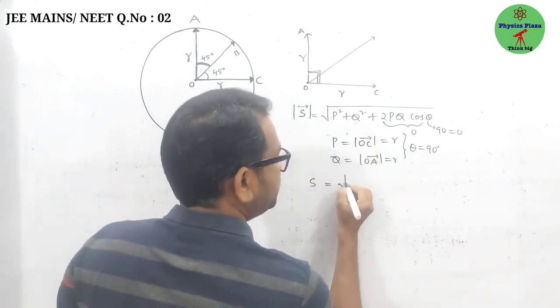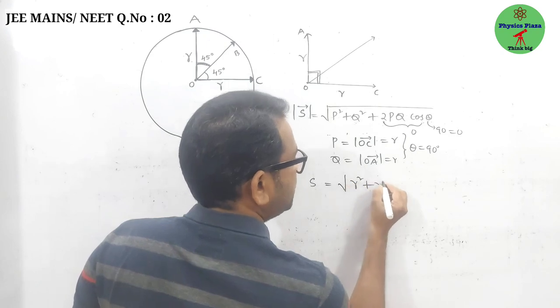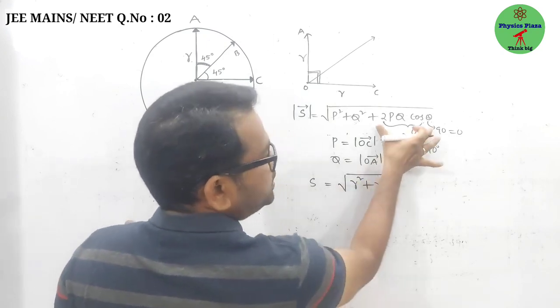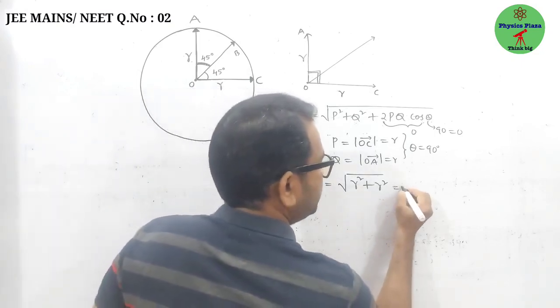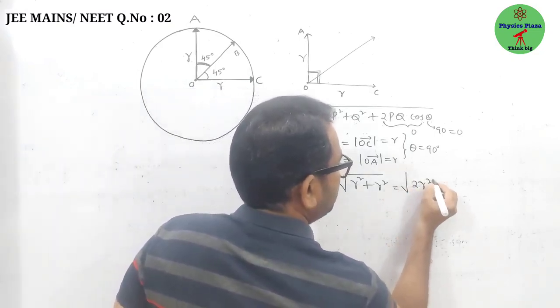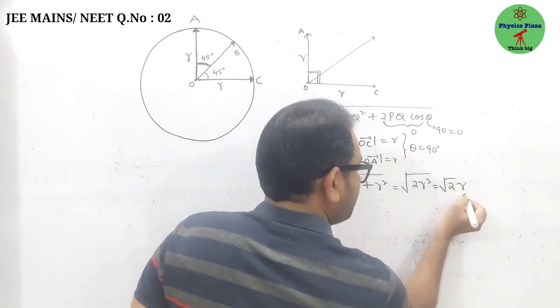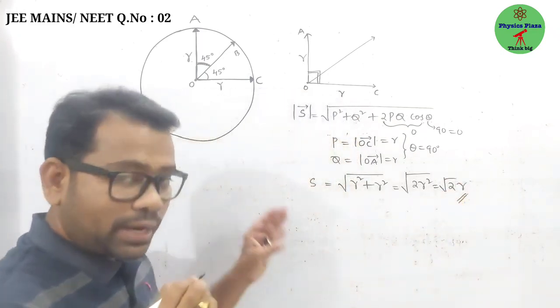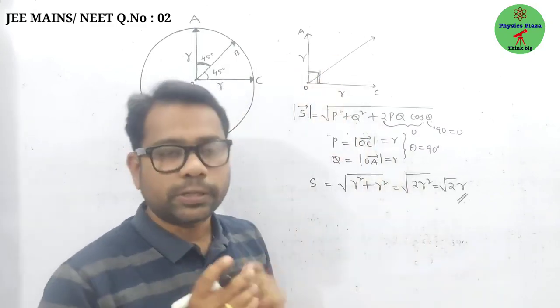So in the place of p and q, it is R square plus R square. This entire term will be 0 because theta is 90 degrees and cos 90 is 0. So this will be square root of 2R square, which is root 2 R. Children, this is the magnitude of the resultant vector of OA and OC.